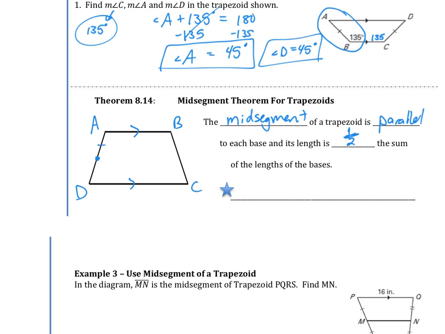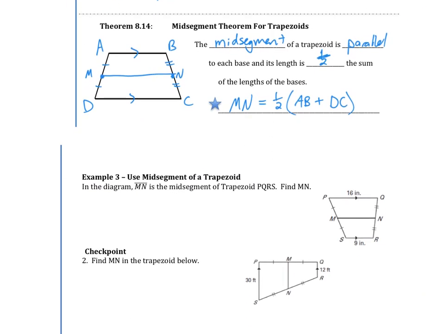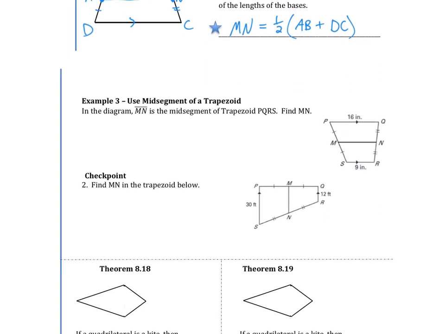Now we're going to connect the midpoints, so it would look like this. And the midpoints are going to be M and N. So right now, MN is the mid-segment. So the theorem, or the equation, is going to be MN equals 1/2 of AB plus DC. That's our mid-segment theorem.